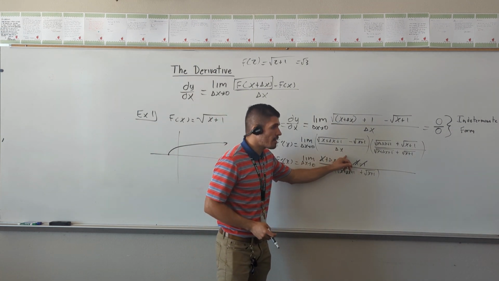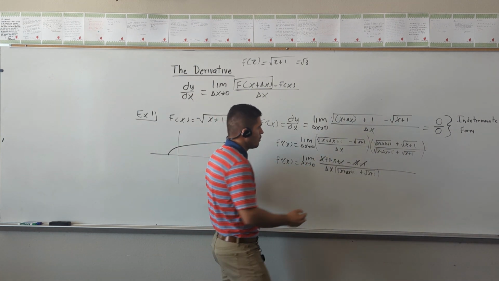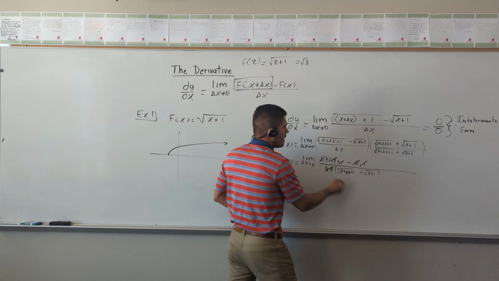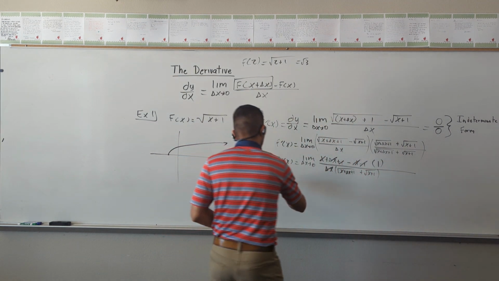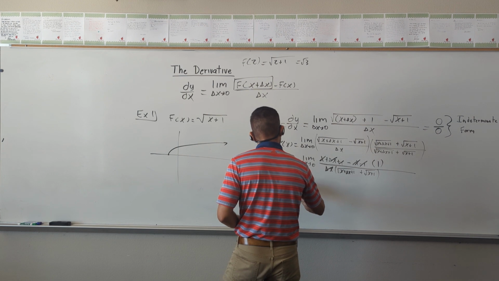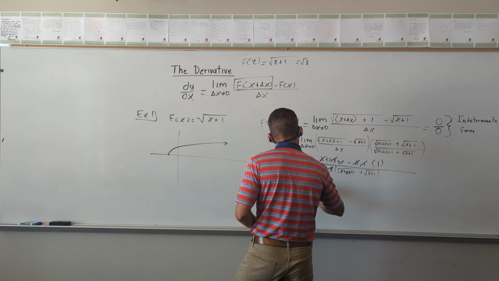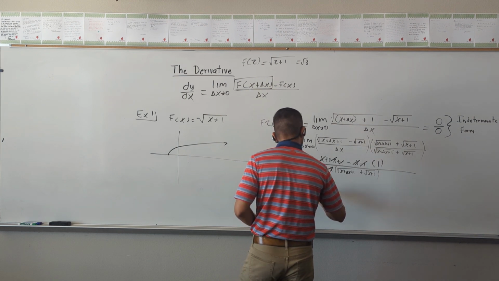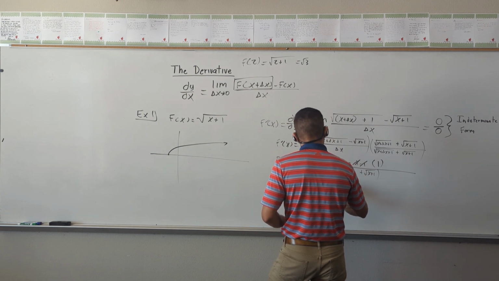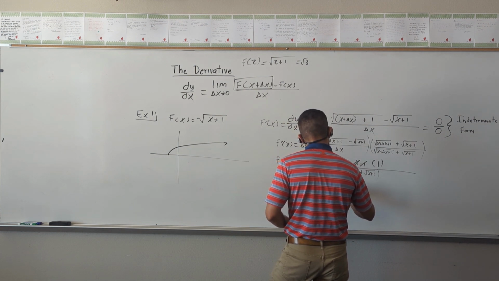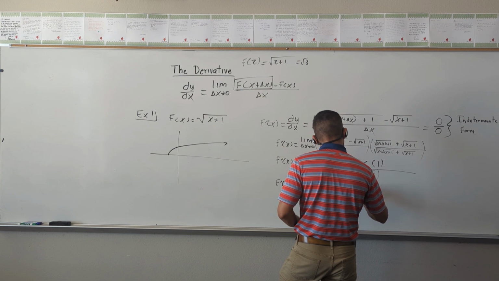So now I have a delta x on top divided by a delta x, which means I can divide those out, and that leaves me with a 1 on the numerator. So I'll go ahead and take my time to rewrite that. So that means f prime of x is equal to the limit as delta x approaches 0 of 1 over the square root of x plus delta x plus 1 plus the square root of x plus 1.